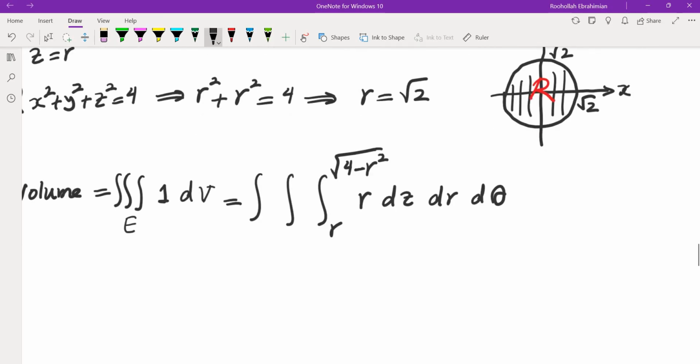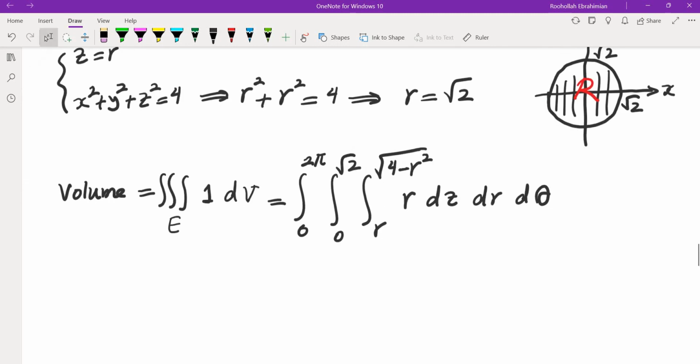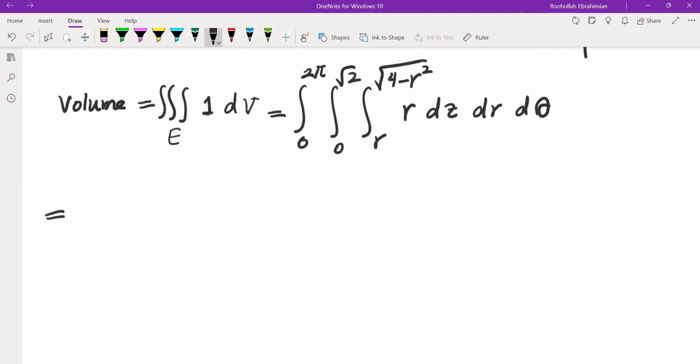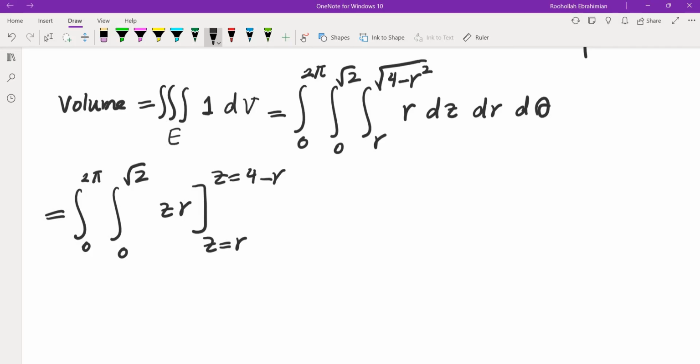Okay, so that's good. Next, we're going to do the limits of r, so that's 0 to root 2, and limits of theta are from 0 to 2 pi. And then finally, we'll have to integrate. So integral from 0 to 2 pi, integral from 0 to root 2. When we integrate this with respect to z, we get zr, and this is from z equals r to z equals root 4 minus r squared, dr d theta.